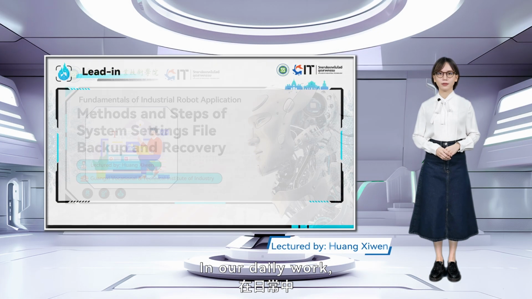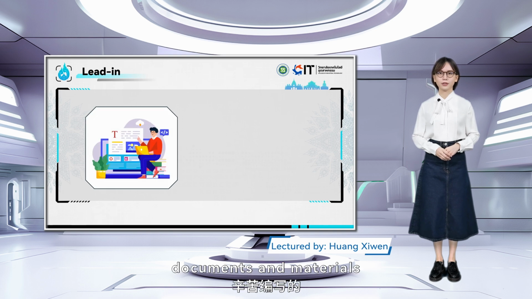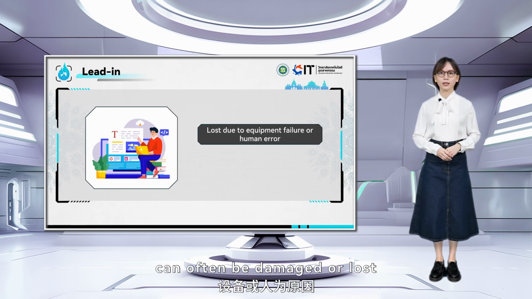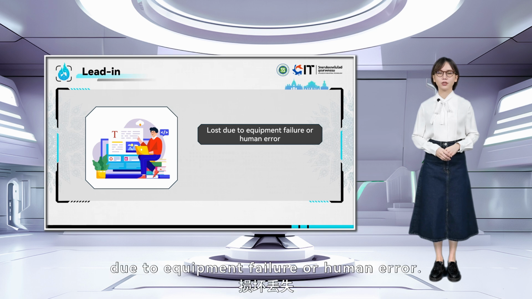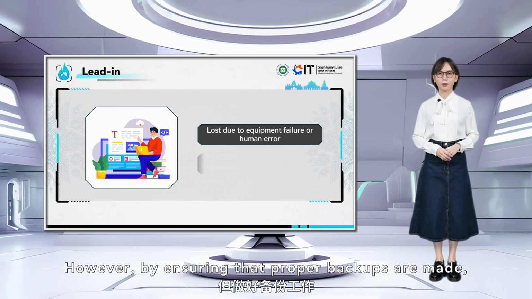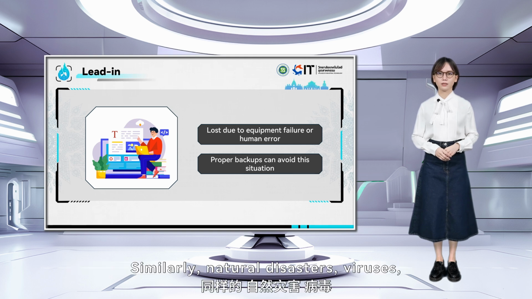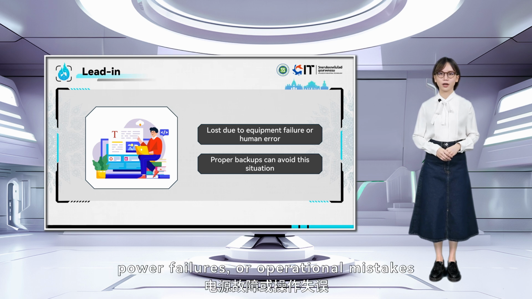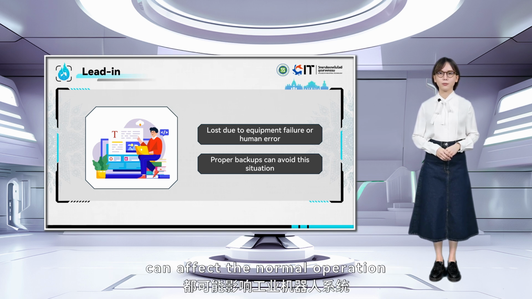Hello, everyone. In our daily work, documents and materials that we've worked hard to create can often be damaged or lost due to equipment failure or human error. However, by ensuring that proper backups are made, we can avoid this situation. Similarly, natural disasters, viruses, power failures, or operational mistakes can affect the normal operation of an industrial robot system and even cause system crashes.